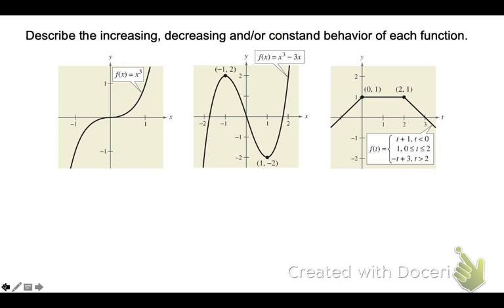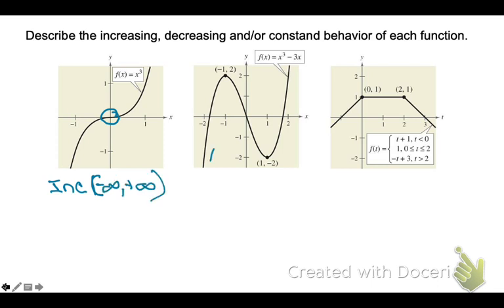Okay, so what about this one? What's this graph doing? x cubed. It just increases. It looks like it's flat right about here, but if I zoomed in there, would it really be? No. So this is increasing from negative infinity to positive infinity, with a parenthesis, negative infinity to positive infinity.